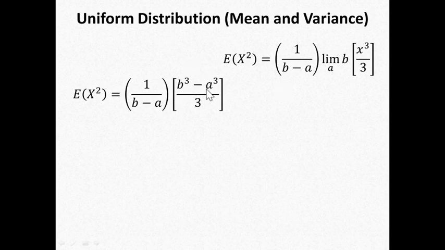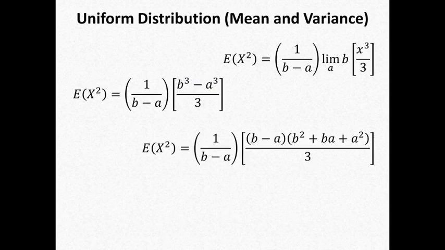Again, it is a 10th standard formula, b cube minus a cube. What is the expansion of b cube minus a cube? Yes, it is good. It is b minus a multiplied by b square plus ab, or ba, plus a square, with 3 in the denominator. Again, we are observing a cancellation from both numerator and denominator. After cancelling b minus a on numerator and denominator, we can get the final result of the second moment about origin, which is the expected value of x square: b square plus ba plus a square, upon 3.